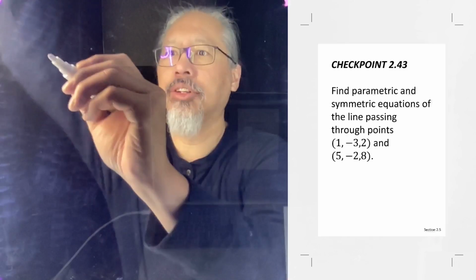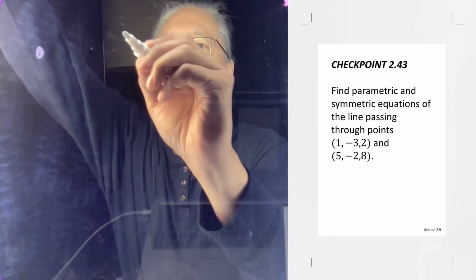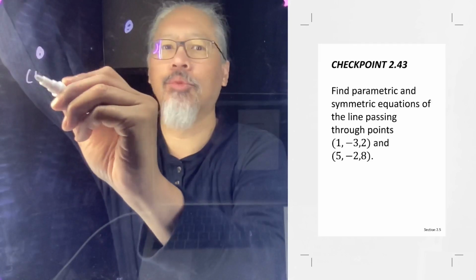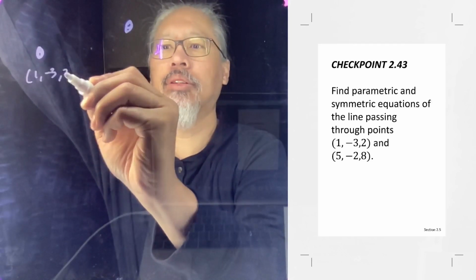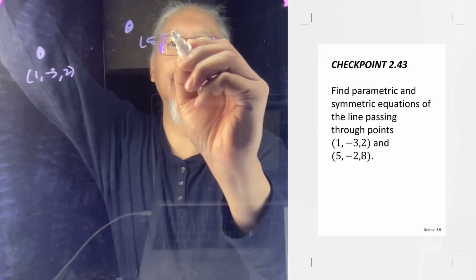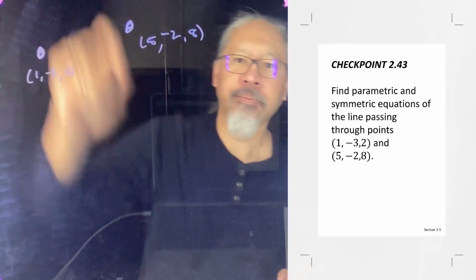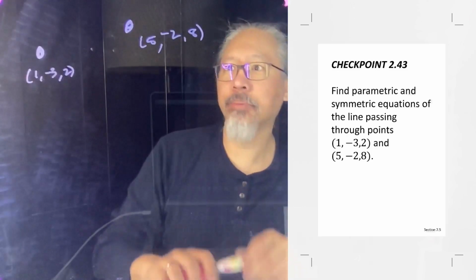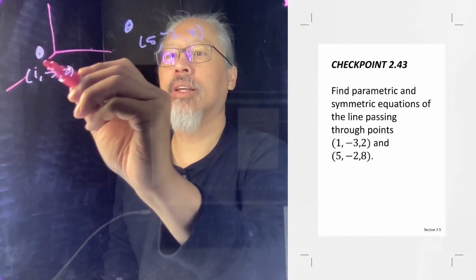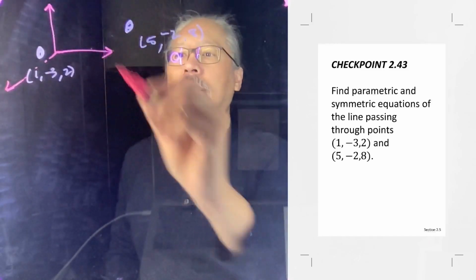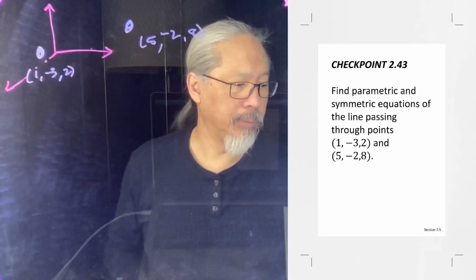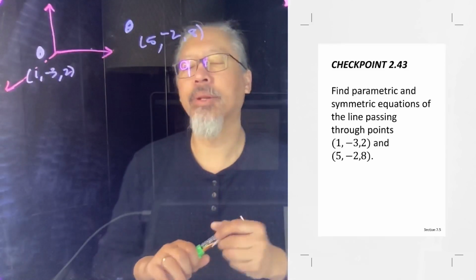So let's imagine, and I'm not going to draw it precisely, but let's just imagine these are our points. This is the point (1, -3, 2), and this is the point (5, -2, 8). Suppose we're in space somewhere. This is our three-dimensional space. Again, not drawing to scale or doing anything precise at all. Just kind of imagining what's happening.